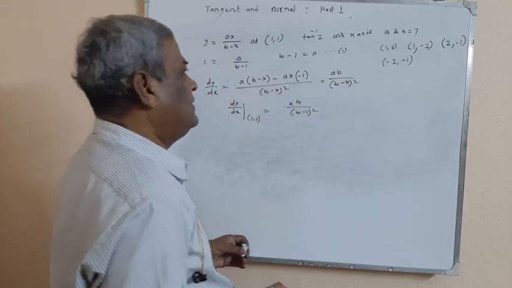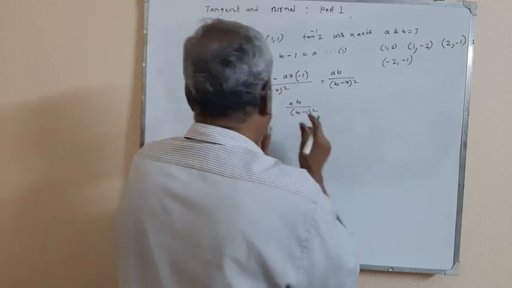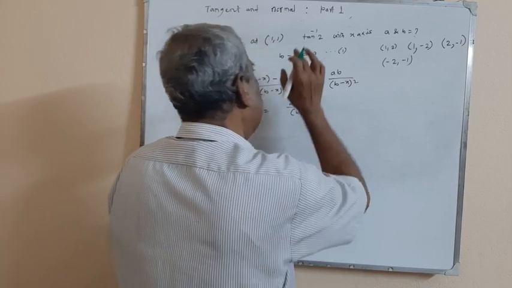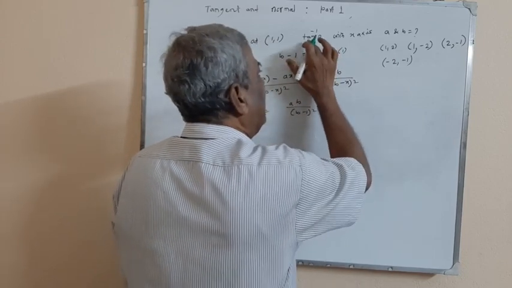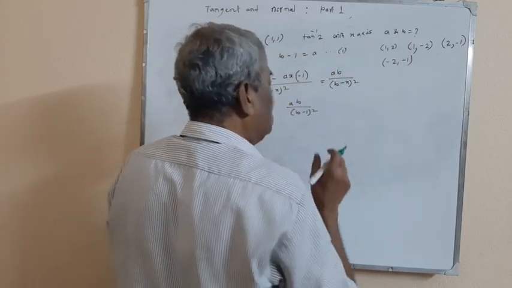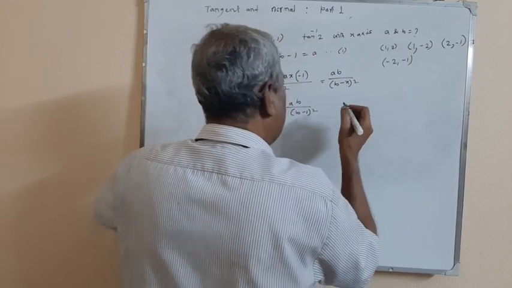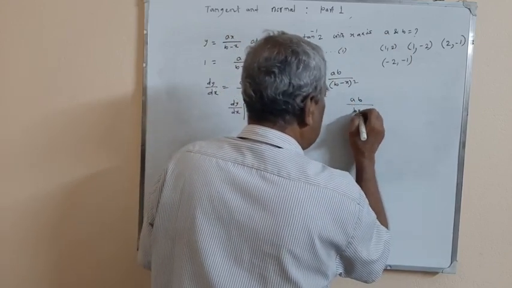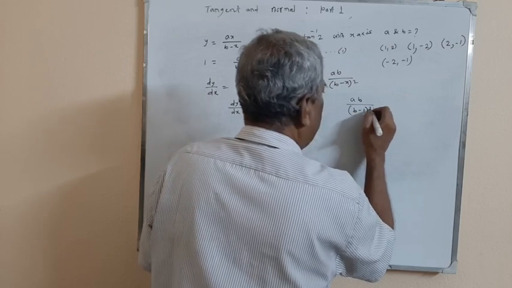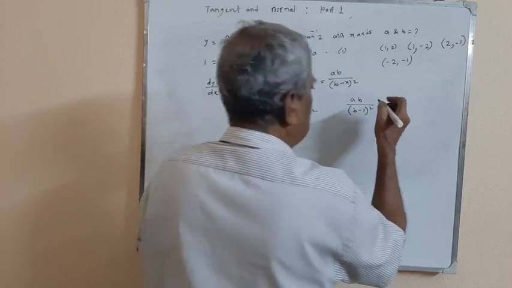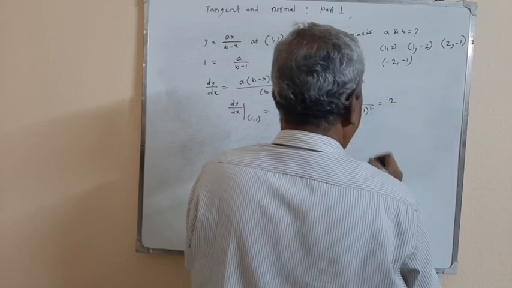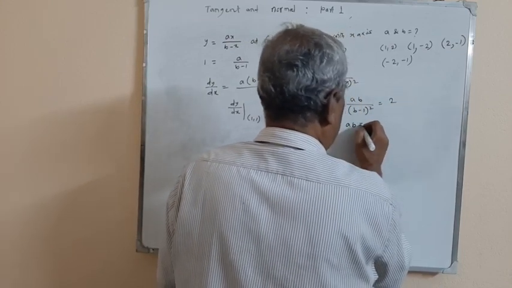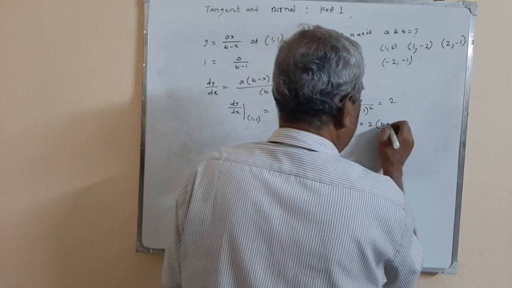As per condition, this is the gradient of the tangent, and given that it makes an angle tan inverse 2 with the x-axis, therefore we must have ab by (b minus 1) whole square is equal to 2. That is, ab is equal to 2 into (b minus 1) whole square.